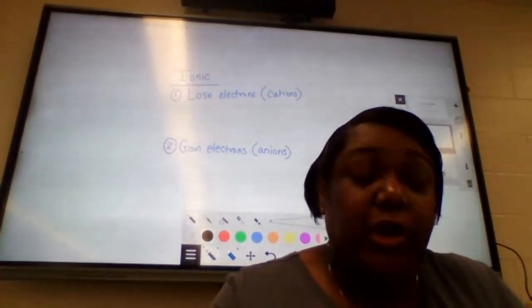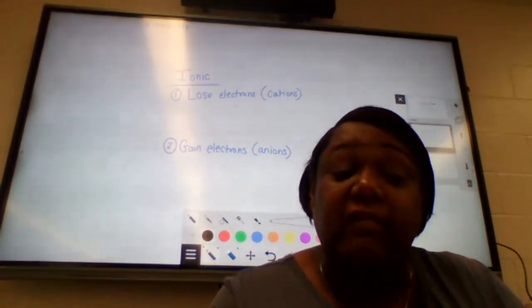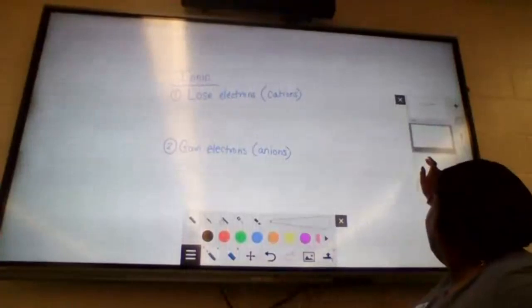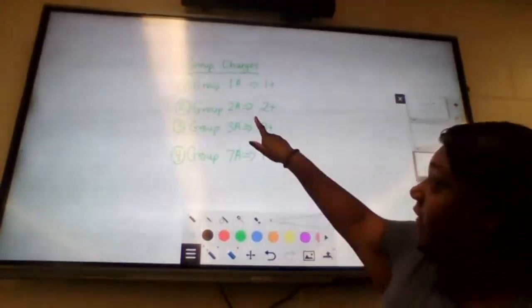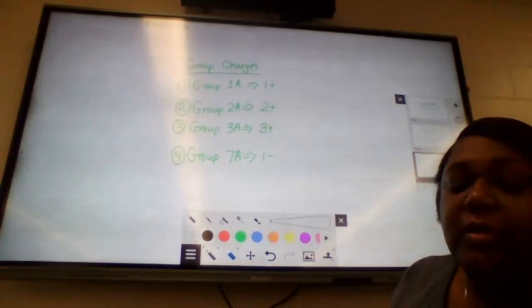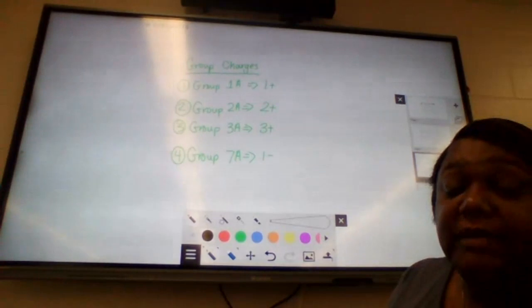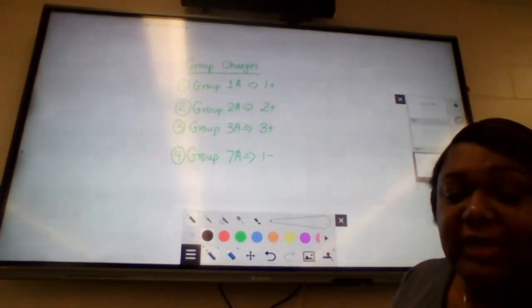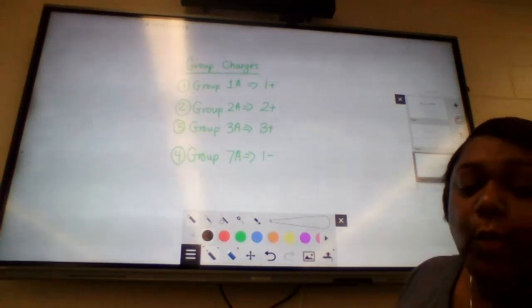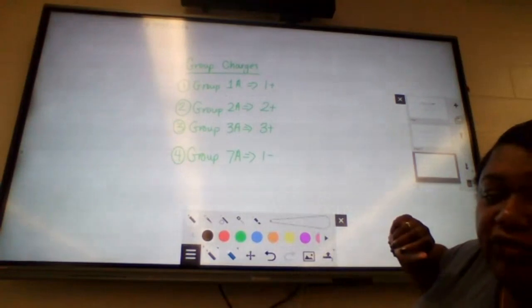Now, you can also determine the ionic charges of some elements based off of the groups they are located in. For example, if I'm located in group 1A, I'm going to have a 1 positive charge because all of those elements have 1 valence electron. It's easier for me to lose that 1 valence electron than it is for me to gain 7 so that I can get to 8 for my octet. So your group 1A is going to have a 1 plus charge.